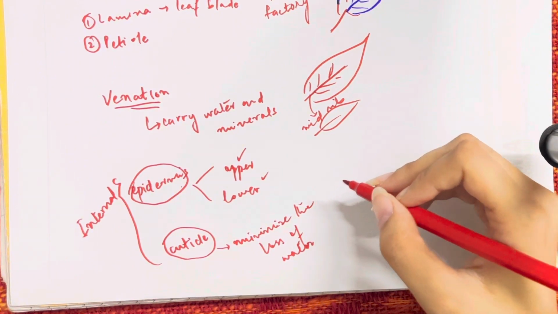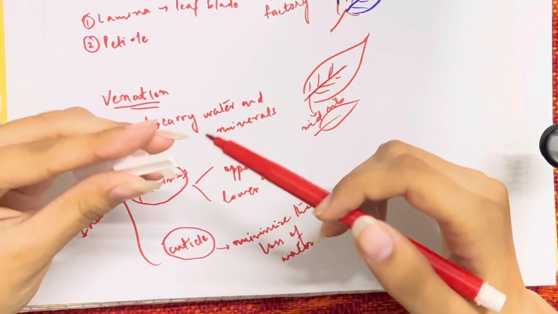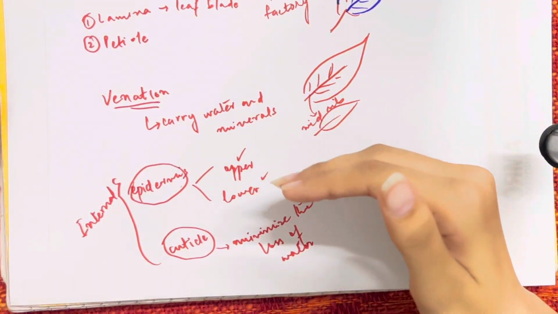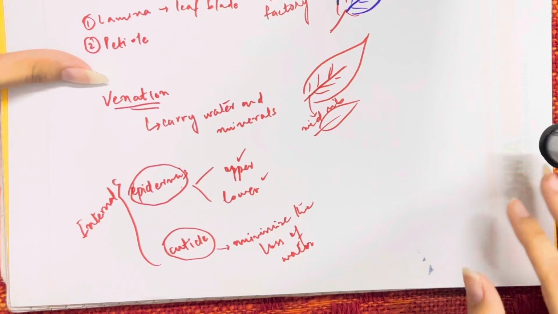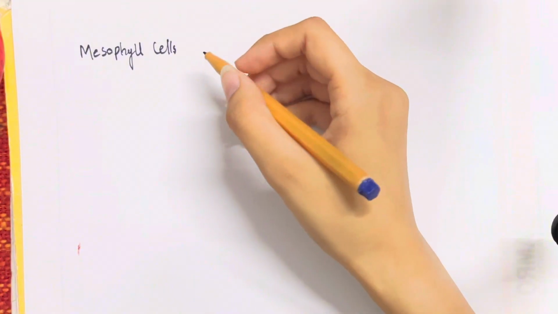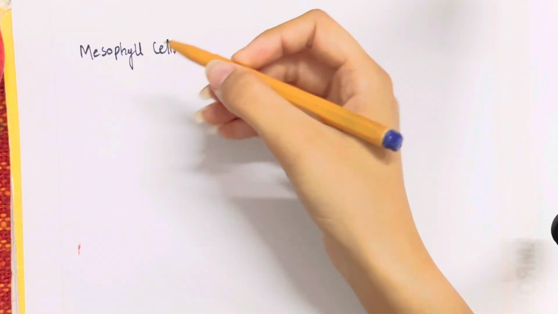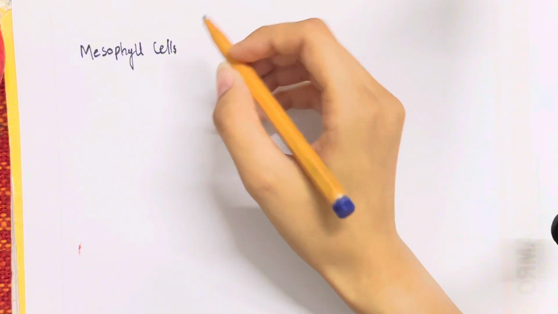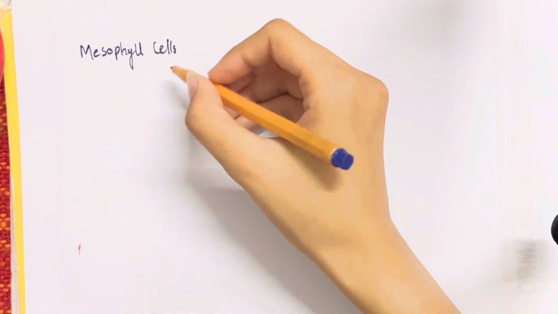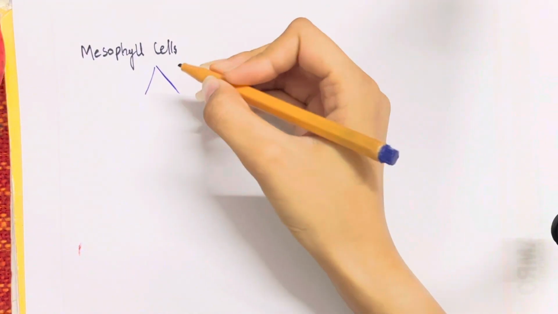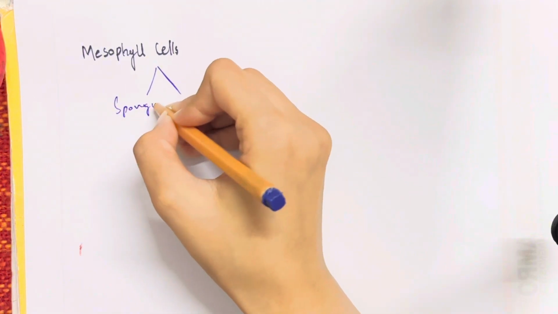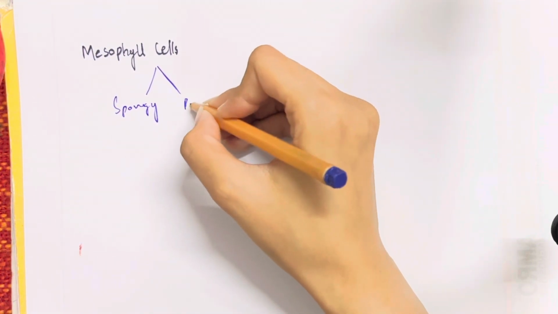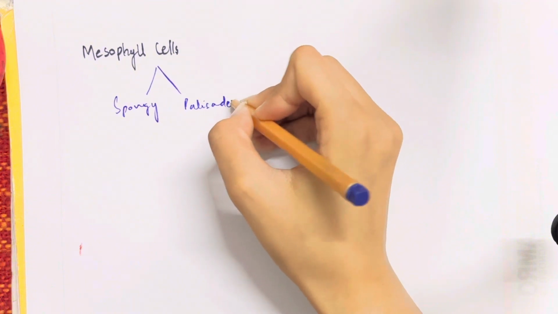The mesophyll cells are present inside the epidermis. The mesophyll is divided into two compartments that you're going to learn next. So the third structure that you need to learn in the internal structure of a leaf is the mesophyll cell. The mesophyll cell consists of two kinds of mesophyll, either the spongy mesophyll or the palisade mesophyll. These two function differently.